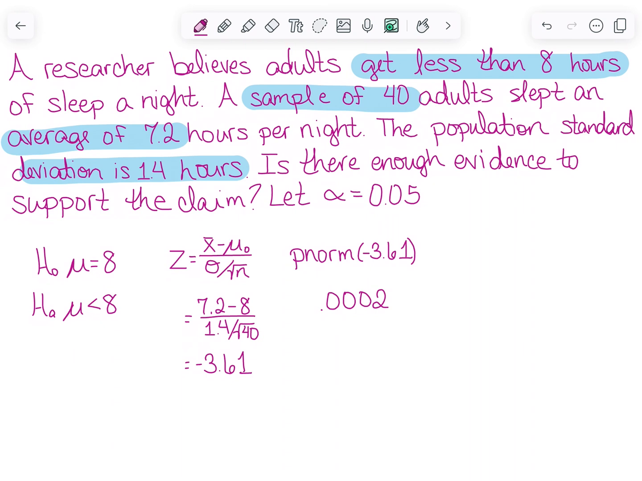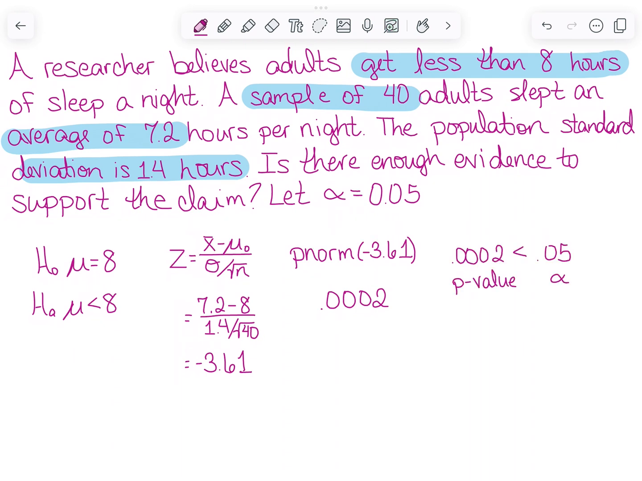Next, we need to make a decision. We need to compare our p-value with alpha. In this case, we can see our p-value is smaller than alpha. 0.0002 is definitely less than 0.05. This means that H0 is false. So I'm going to cross it out because we now have shown that that is false. That means we have to go with our alternative hypothesis. It is less than 8.